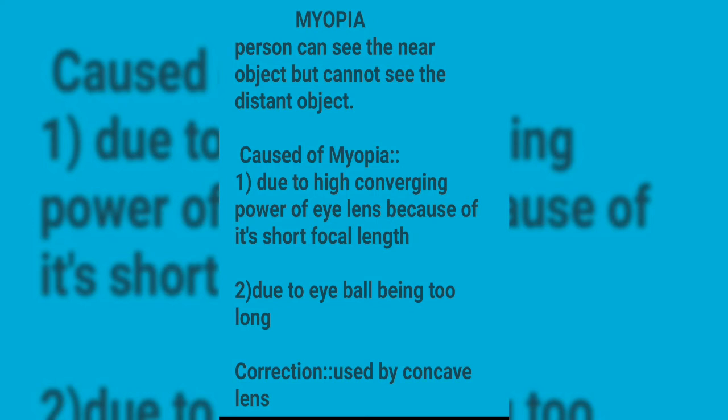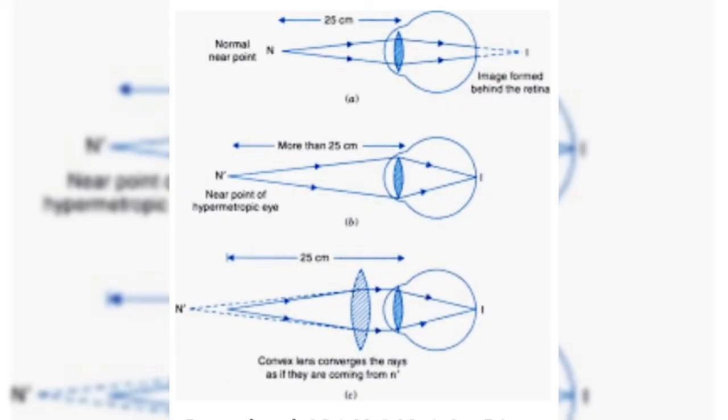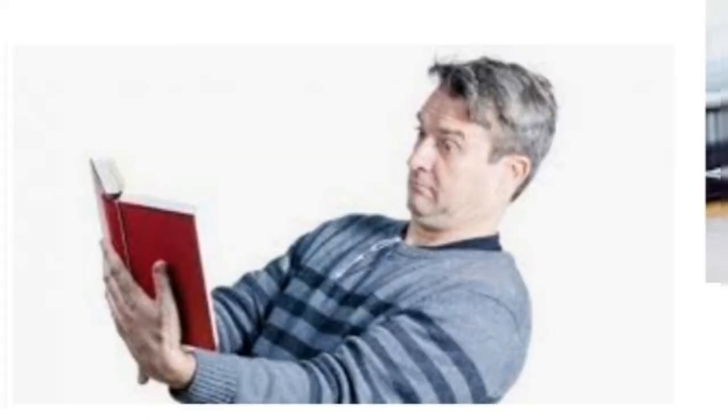Another type of defect of vision is hypermetropia. A person having the defect of hypermetropia cannot read a book clearly but can read the number of a distant car clearly. The near point of a normal eye is 25 cm, but the near point of a hypermetropic eye is more than 25 centimeters.